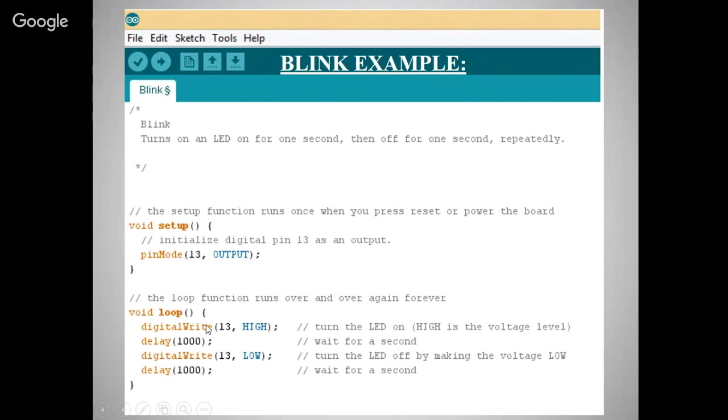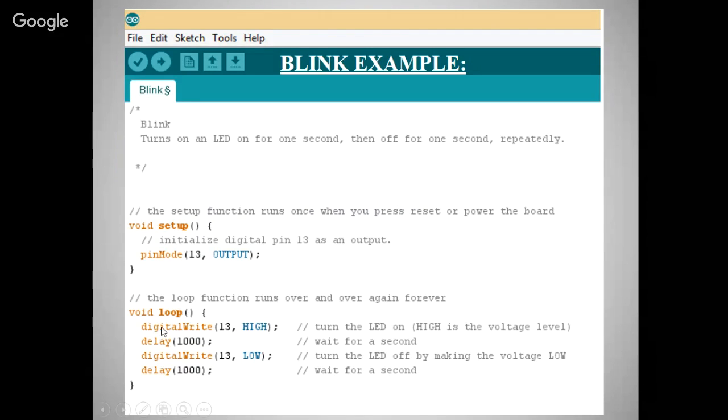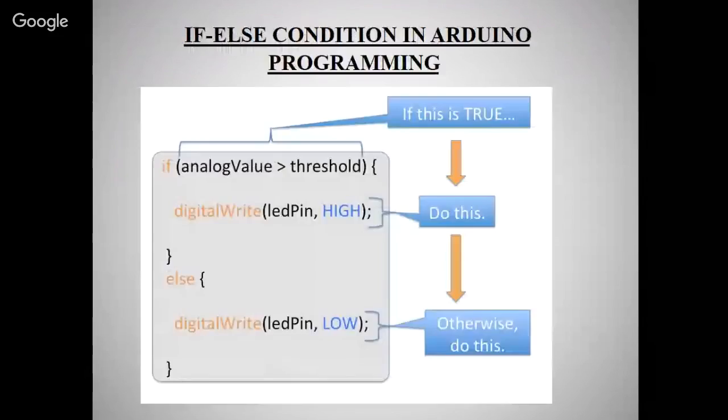Please tell me, if I write these 4 lines in the void setup, what will happen? Can anyone answer? If I write these 4 lines in the void setup instead of the while loop, then what will happen? It will blink only one time, because in the void setup it will execute only once. Yes, only one time it will blink and then it stops. In the void loop, the blink operation will repeat again and again.